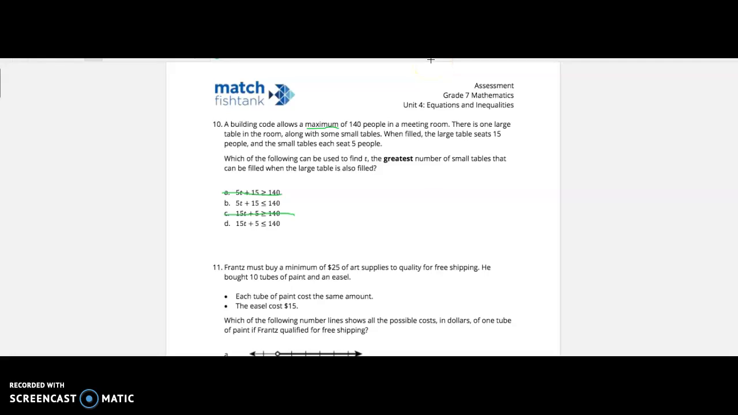There is one large table in the room along with some small tables. When filled, the large table seats 15 people and the small tables each seat 5 people. Which of the following can be used to find T, the greatest number of small tables that can be filled when the large table is also filled? So if the question is asking us about small tables, and we know that 5 people sit at small tables, then this is the number that needs to go with the variable. So 5t, this is the one that goes with the variable.